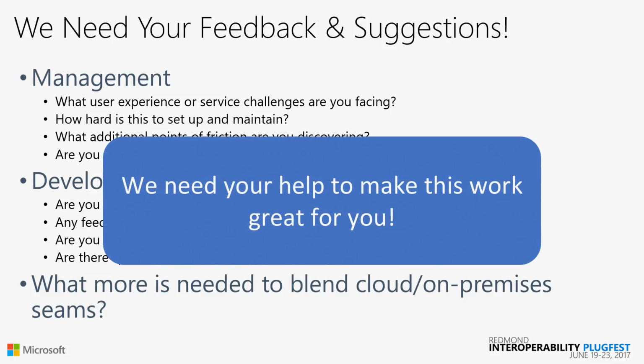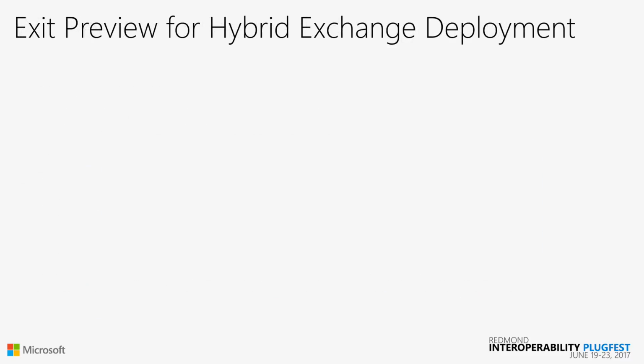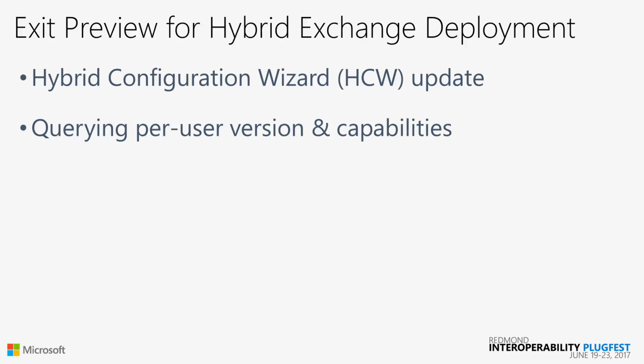So we need your help to make this work for you, or make it work more seamlessly for you guys. Right now, this feature, the Graph accessing the hybrid users, is in preview mode. We want to exit preview mode as soon as possible. Again, we are baking this feature.